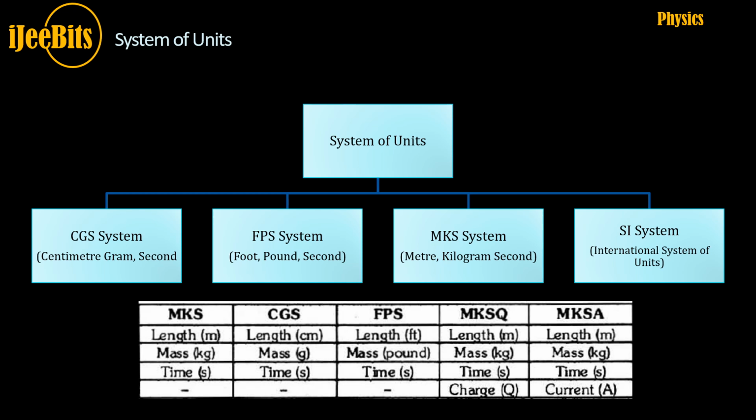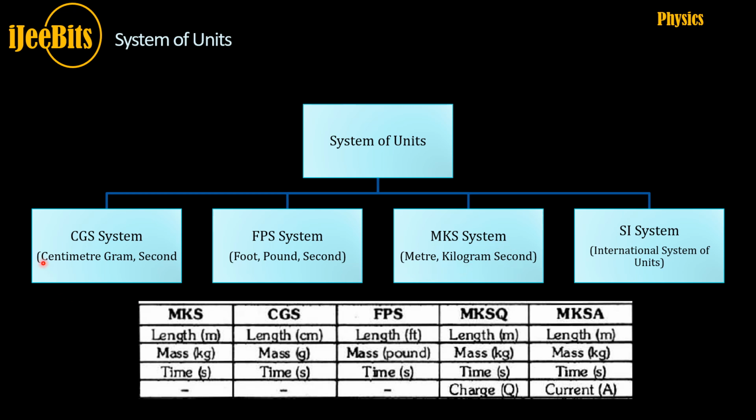That is what you are seeing represented. In the CGS system, they were centimeter, gram, second. So mass is measured in grams, length in centimeters, and time in seconds. The FPS system is also known as the British system, as we discussed. We use foot, pound, second. In the MKS system, we use meter, kilogram, and second.